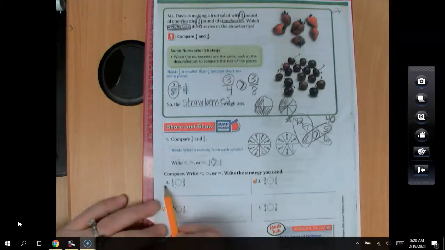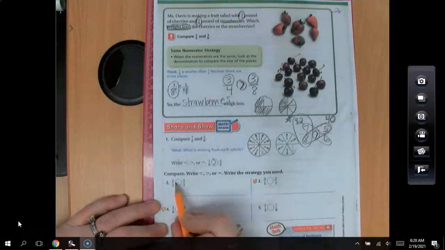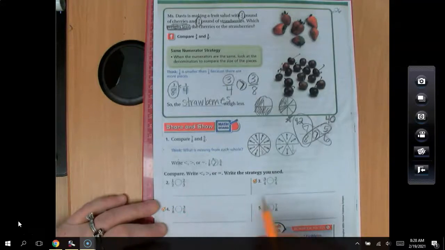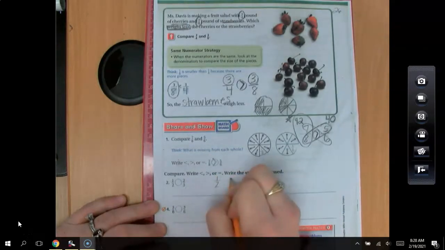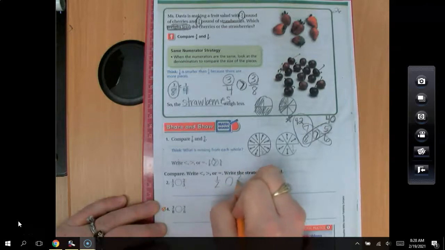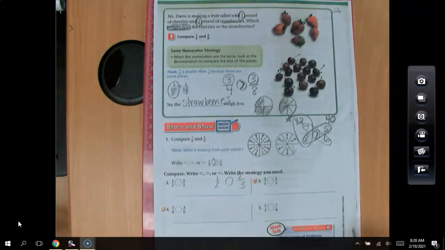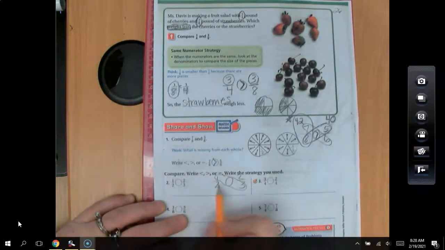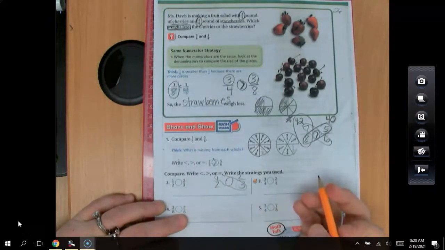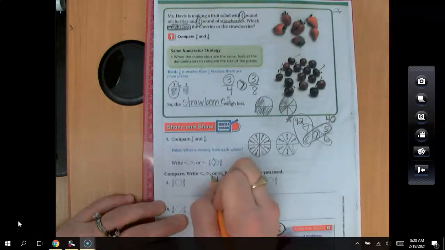So let's look at number 2, okay? I have 1/2 and I have 2/3. Again, I look to see what's the same. Do you notice if anything is the same? Look at your numerators. Well, they're not the same. Look at your denominators. They are not the same. So I'm going to cross multiply. Again, I like to rewrite my fractions. Okay, and I'm going to cross multiply. So I'm going to cross this side, and I know 1 times 3 is what? What is 1 times 3? 3. So I'm going to put a 3 up here.